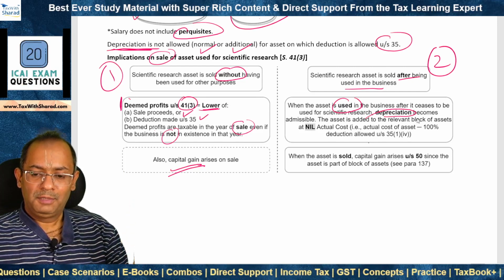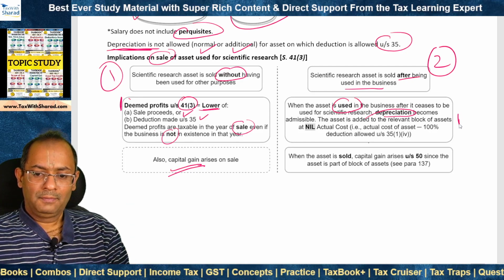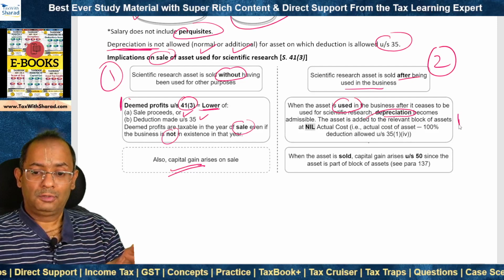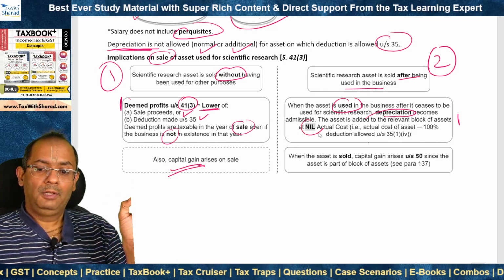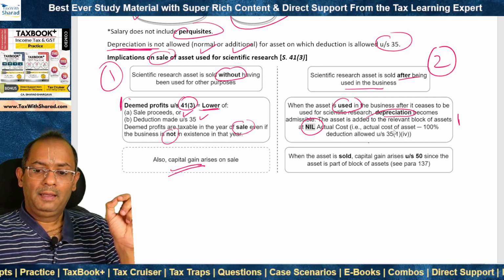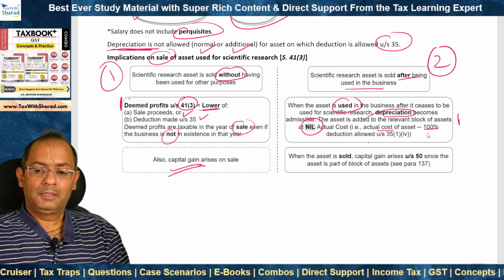Depreciation would become admissible, and therefore the asset would be added to the relevant block of assets. But at which actual cost? What will be the actual cost at which the asset would be added? So actual cost will be nil or 0. Why? Actual cost of asset minus 100% deduction earlier allowed under section 35.